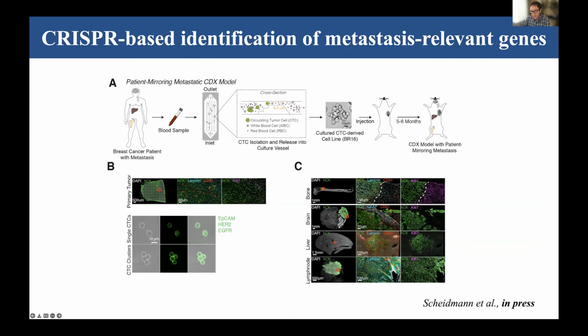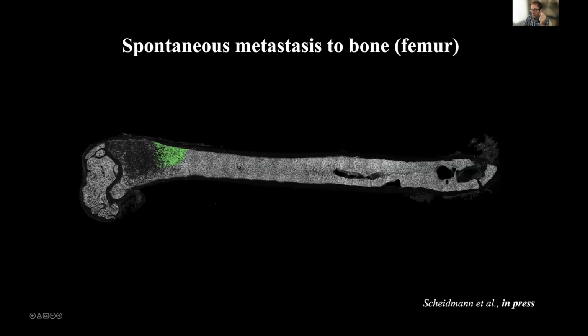And a few months later, and that's the nice thing about it, these cells spontaneously spread to the very same organs that were characteristic of the metastasis of the patient where we got the CTC. So we get spontaneous metastatic dissemination to bone, to brain, to liver, and to lymph node. And with patient-derived models, this is extremely rare. So they all typically go to the lungs, or most of them.